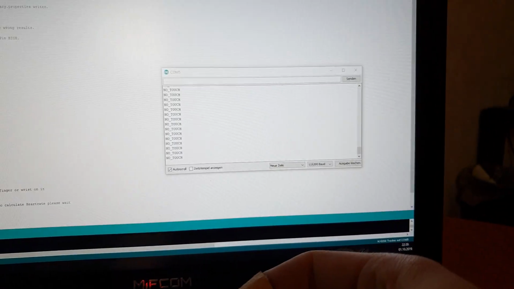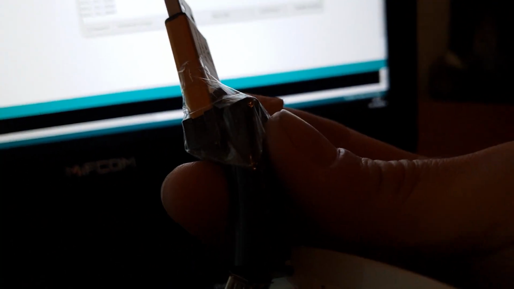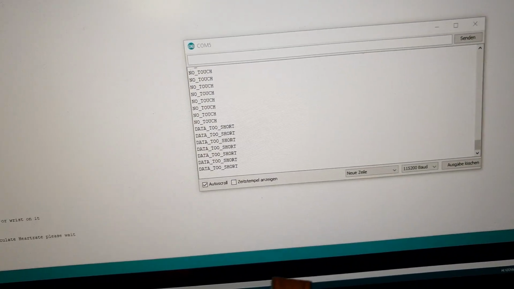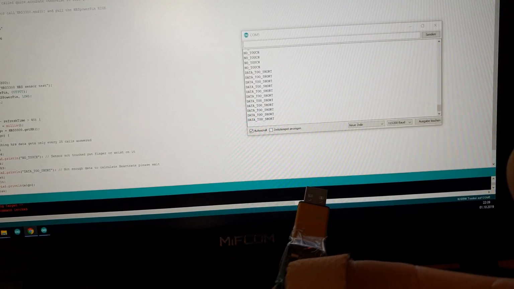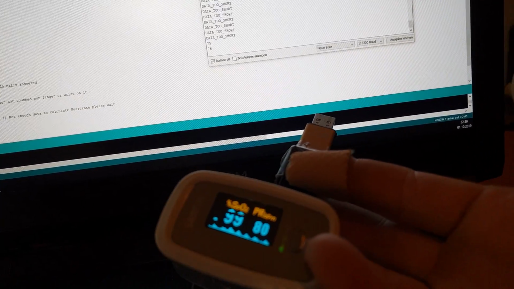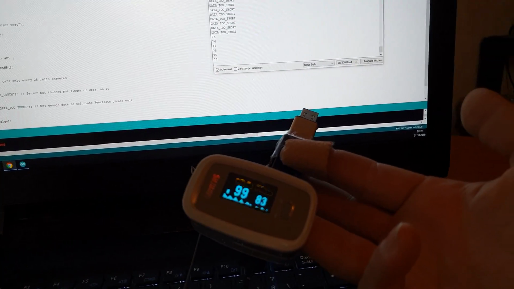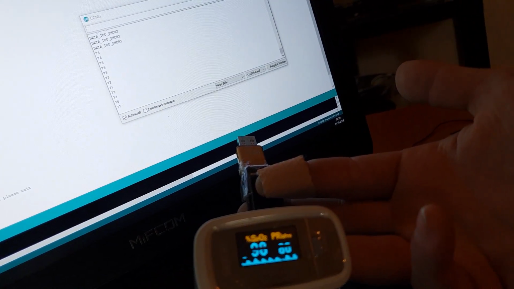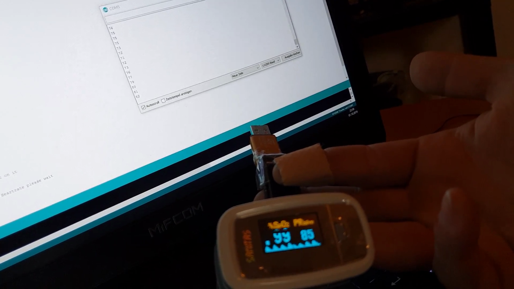it says no touch. And if I put my finger onto it, it will blink more and also will start gathering the data and try to calculate my heart rate. And also I got a comparison heart rate sensor here, so you see the values, and it will take a while, but then it gets to the right values.